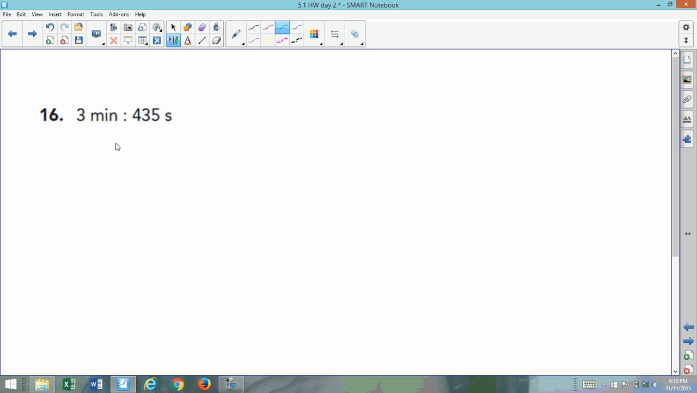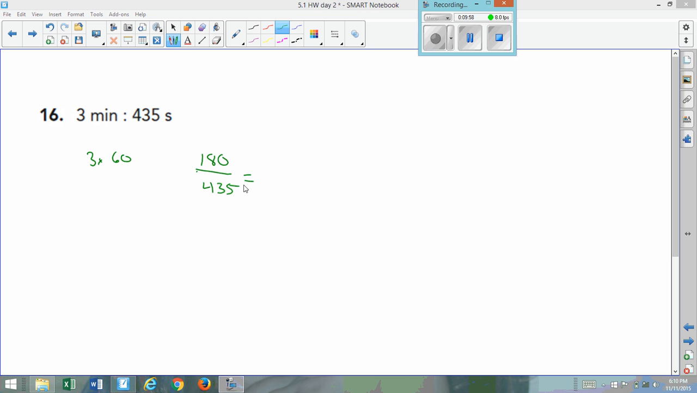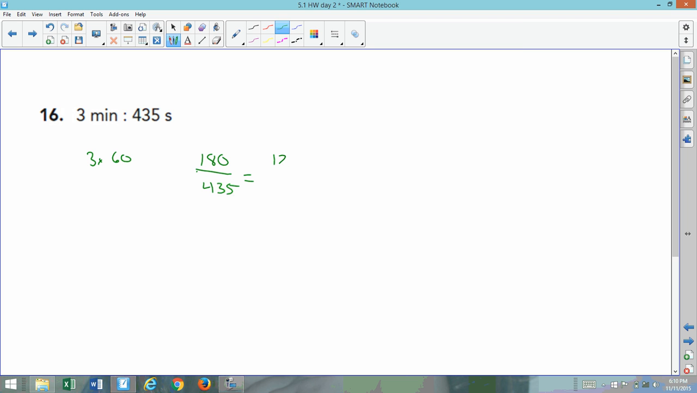3 minutes to 435 seconds. We know that 3 times 60 will give you the number of seconds, so you get 180 over 435, and that's going to reduce down. That becomes 12/29.